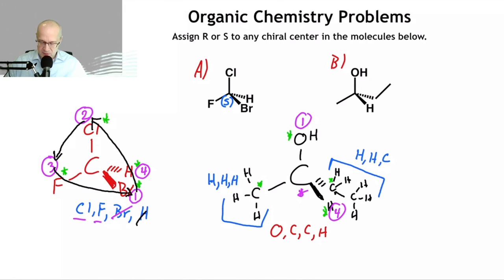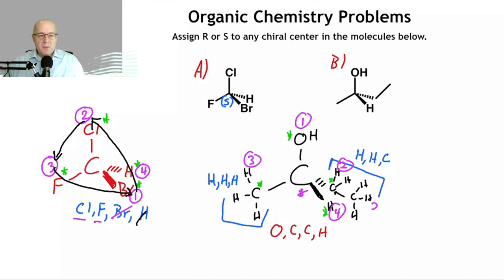Okay, so I think everyone will agree. We have 3 hydrogens here, 2 here, and 1 carbon. The carbon takes priority. So this is group number 2. Let's put the 2 right here, 2, and this is priority group number 3.